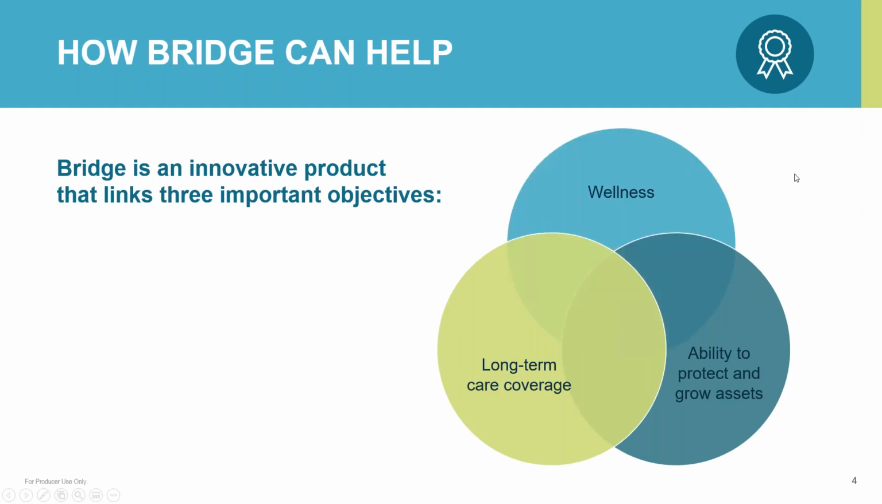So here's kind of how, I think this will explain a little bit more on how we came to the name Bridge. Basically, the whole thought process on Bridge is we want to be able to bridge the gap between long-term care coverage, the ability to grow and protect assets, of course, with your fixed indexed annuity contract, and then that Never Stop Wellness program that I mentioned, which allows the client the ability to age in place. You kind of put those three components together. That's how the Bridge product really came to be.